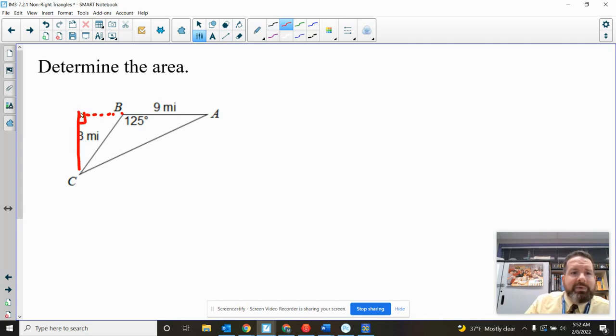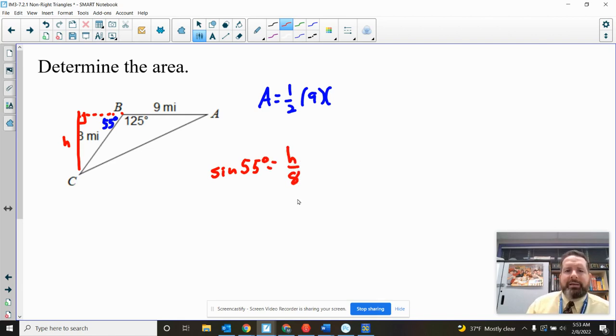So for this one, I think the easiest way, based on how it's drawn, is to set up my height over here. So then, I'm going to be having area as a half. Base would be the side of the triangle perpendicular to the height. All right, and now over here, 125. So take 180 minus 125. Is that 55? Okay, then. So again, it's opposite hypotenuse. So the sine of that 55 degrees equals the height I don't know over that 8-mile hypotenuse. Multiply the 8 over.